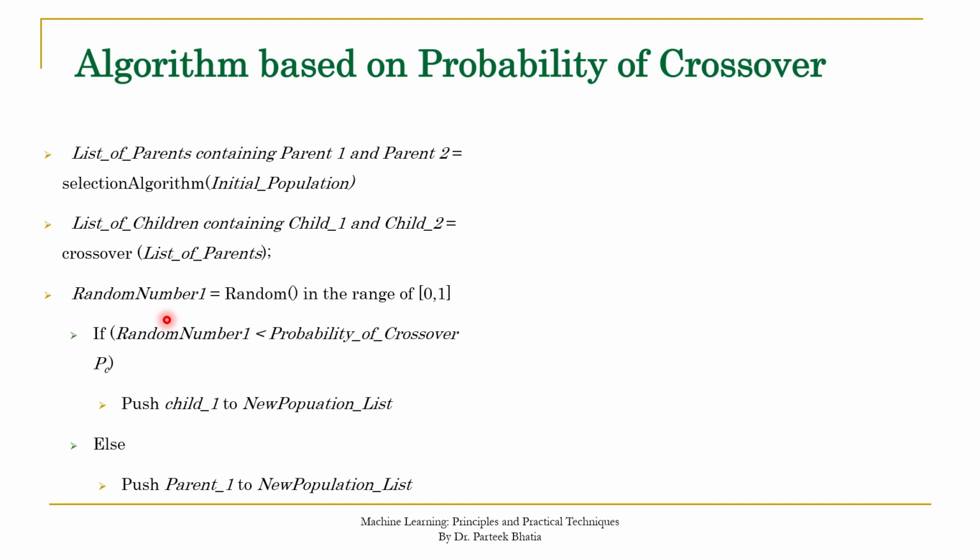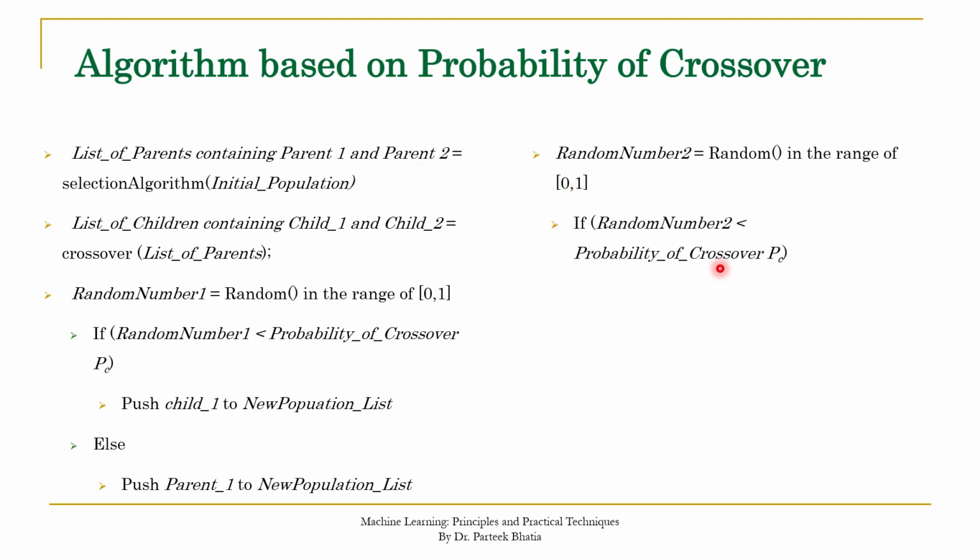Now the same process will be repeated for parent 2. So here a random number 2 is generated by using the random function in the range of 0 to 1. Now this random number 2 will be compared to probability of crossover. Now this is for parent 2. So if probability of crossover is more, then of course child 2 will be passed to the new population, otherwise parent 2 will be passed to the new population.